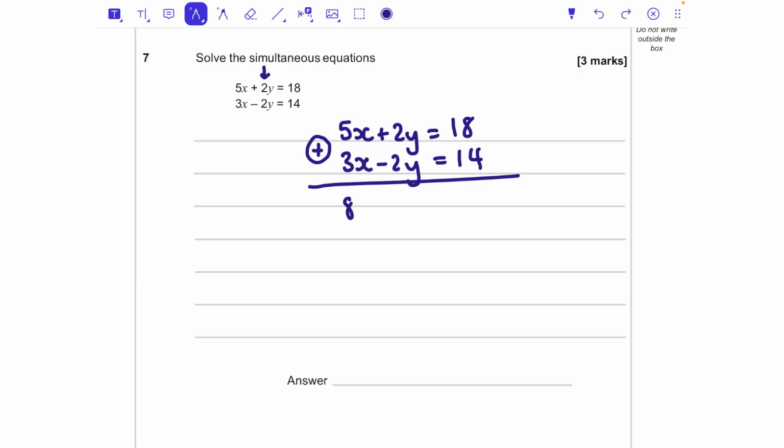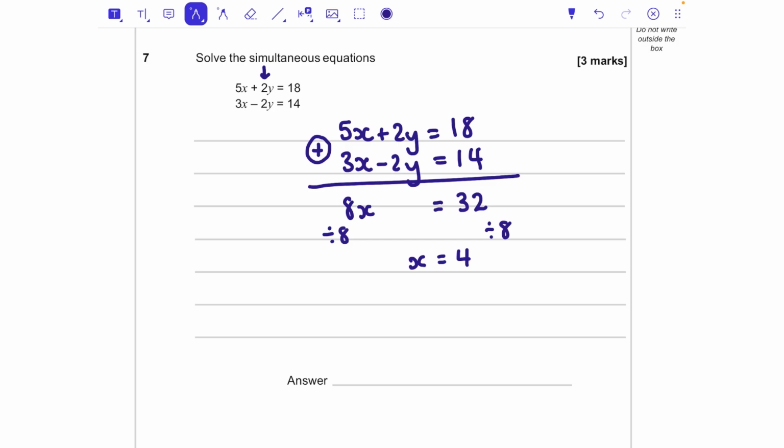So I have 8x. And then 2y add minus 2y is nothing. That's the whole reason that we're adding. And then 18 add 14 is 32. So I now know that 8x is 32. And dividing both sides by 8, x equals 4. Wonderful.